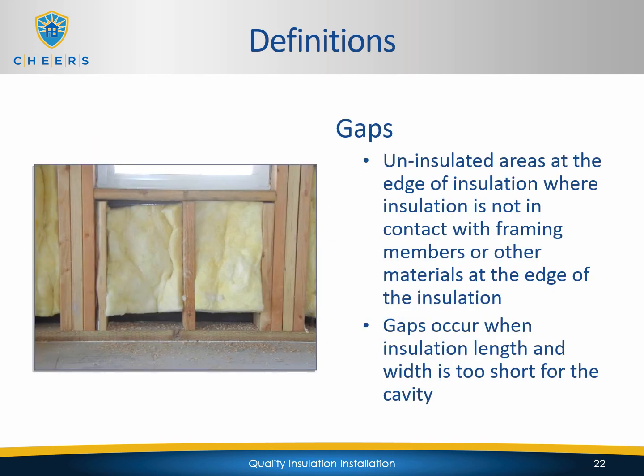Gaps are uninsulated areas at the edge of insulation where insulation is not in contact with framing members or other materials at the edge of the insulation. Gaps occur when insulation length and width is too short for the cavity. So in the picture right here, you see obviously insulation does not cut properly. There's big gaps top and bottom. That's obviously bad. You want the insulation to be completely filling all of the wall cavities within the thermal boundary of the house.